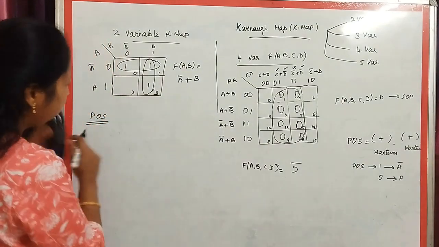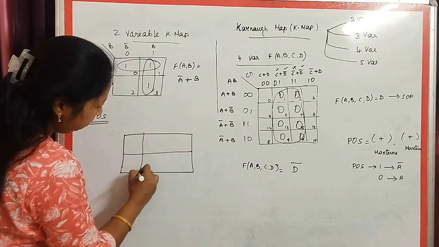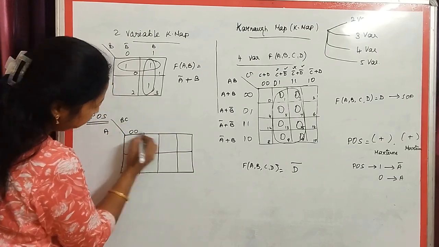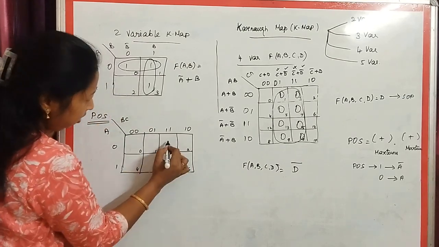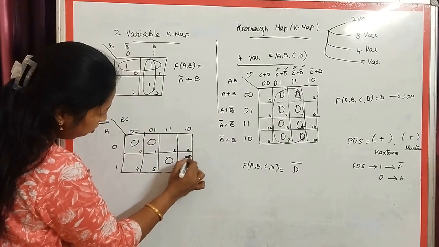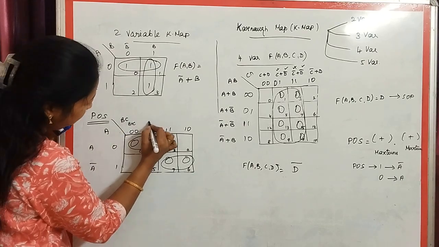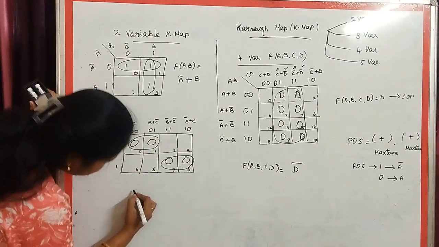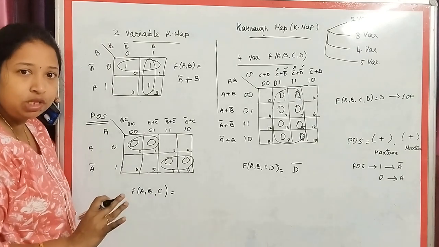Understood? Let's solve some more problems on POS. Let me solve a 3 variable mapping for you so that it will be easy for you to understand better. Let's take the same example, the one that we solved previously. Fine? Now, give me the equation. Mapping is going to be the same. There is no change in the mapping.